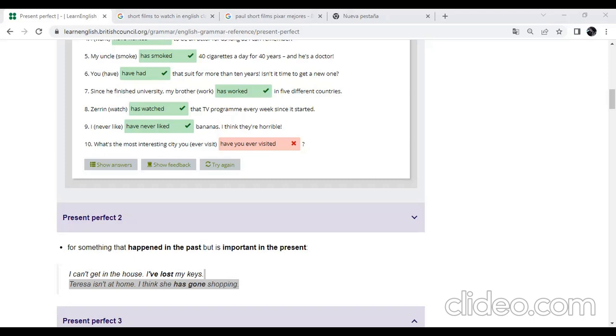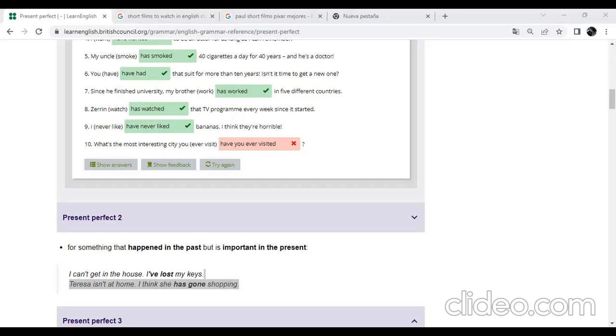Pay attention. I'm asking you, what is the event that occurred in the past in the second sentence? And what is the effect in the present? So for example, the first example, the past event is I've lost my keys. And the present event or the thing that affects it is I can't get in the house. This is in the present.